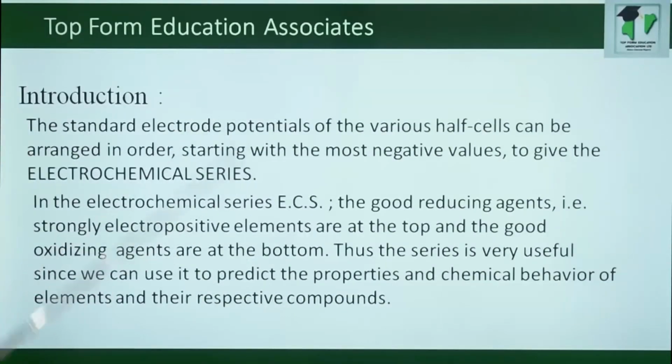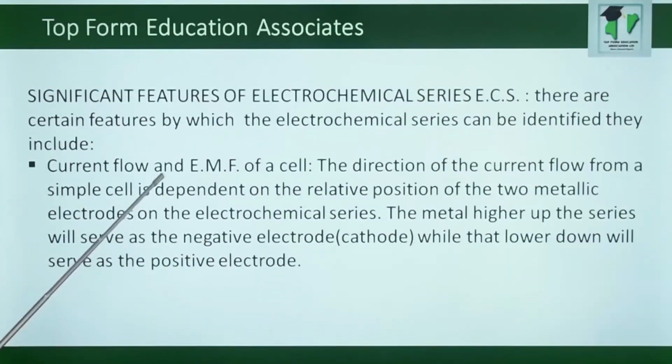The standard electropotentials of the various half cells can be arranged in order, starting with the most negative values to give the electrochemical series. In the electrochemical series, the good reducing agents, that is the strong electropositive elements, are at the top, and the good oxidizing agents are at the bottom. Thus, the series is very useful since we can use it to predict the properties and chemical behavior of elements and their respective compounds. Significant features of the electrochemical series.